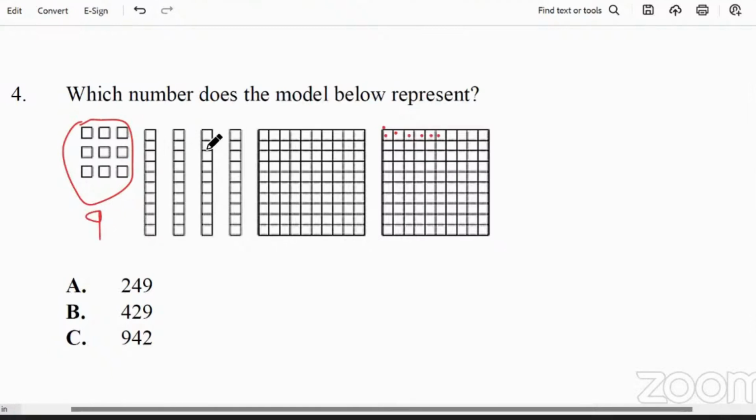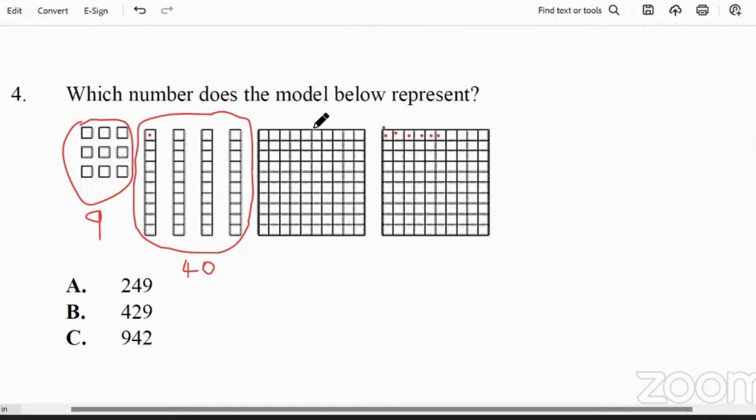Here we have some strips. We have 4 strips, and each strip has 1, 2, 3, 4, 5, 6, 7, 8, 9, 10. So we have 4 strips each with 10. So here would give us a total of 4 times 10. That's 40. Okay, as I said, guys, if you want to take the time to count each unit individually, that's up to you.